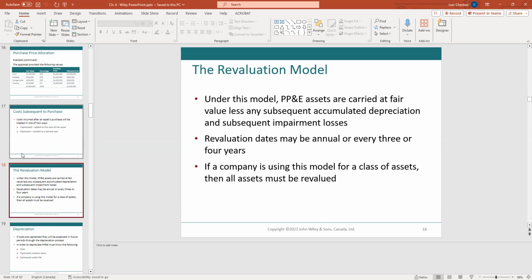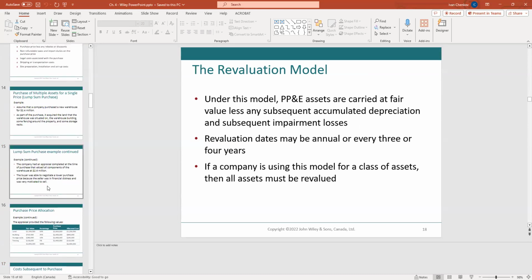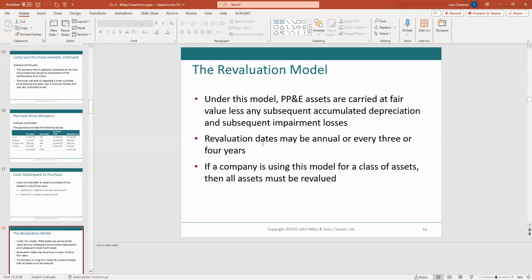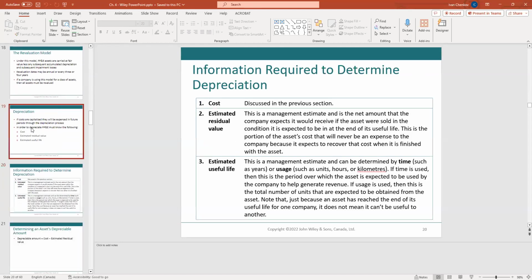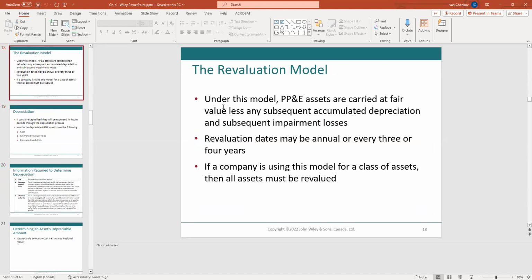Revaluation model, so that was the idea with the cost model. When we have the cost model, let's see the revaluation model. Under this model, those assets, which are property, plant, and equipment, are carried at the fair value, less any subsequent accumulated depreciation and subsequent impairment loss.